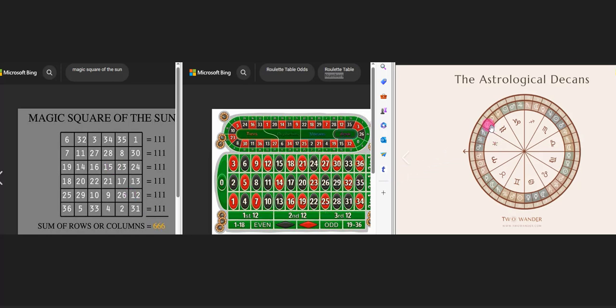This is also indicative of the astrological decans. Each zodiac sign, the 12 signs, has a subdivision of 3 10-degree segments, and each one of those is called a decan. So you have 36 individual 10-degree zones as you move around the zodiac. So all of these 3 things are tied together.